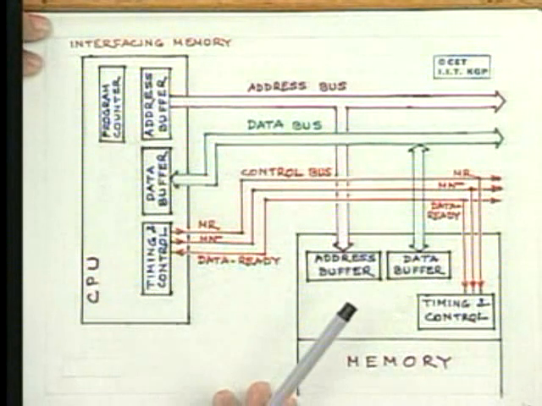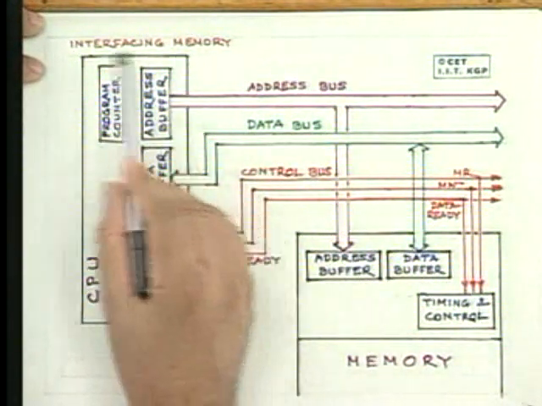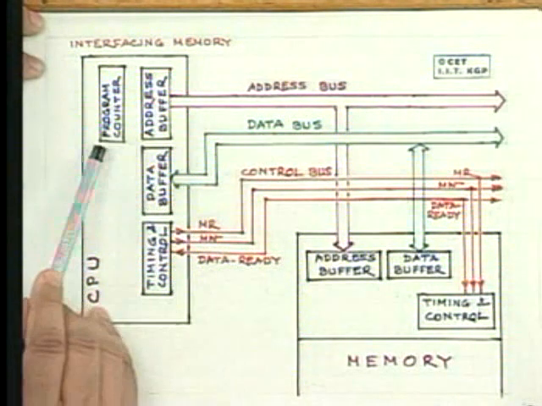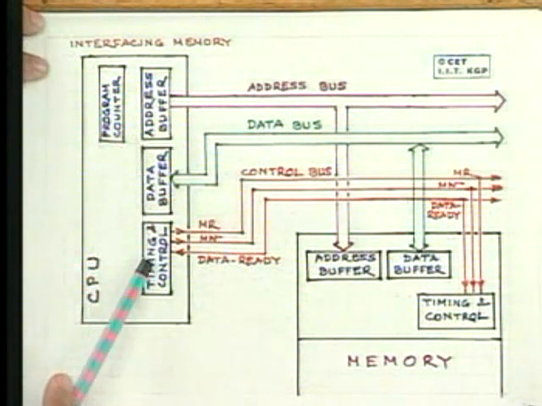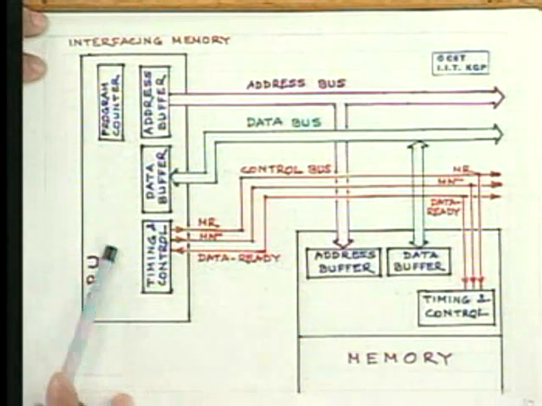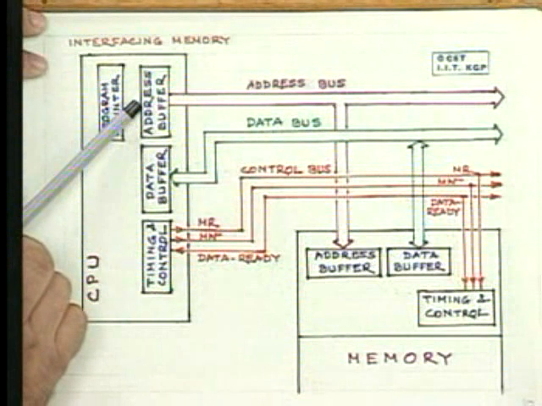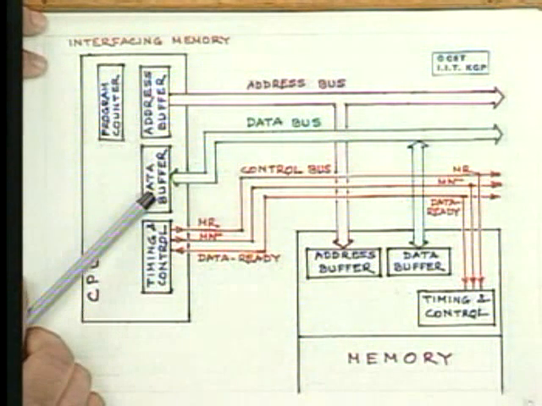Therefore, as I said, there exists a bus between the central processing unit and the memory unit, which I have elaborated a little by means of a diagram here. Here is the central processing unit. Only the registers that are relevant here I have shown. Here is the program counter of the central processing unit. You see here is an address buffer. This is the data buffer.